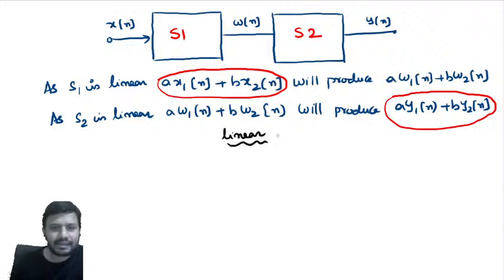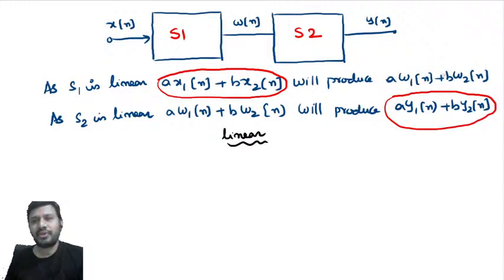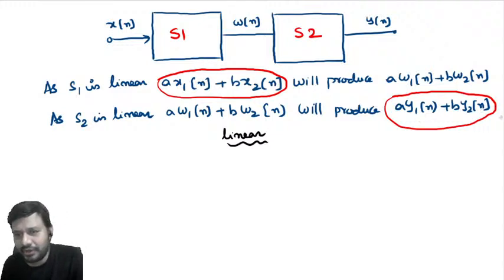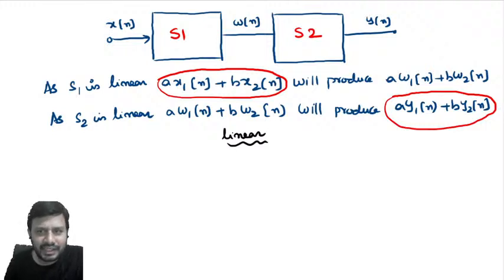Linearity is confirmed, the cascade is linear, because he said that both are linear. Both are linear means what? If the first system is linear, ax1 of n plus bx2 of n will produce aw1 of n plus bw2 of n. As the second system is also linear, aw1 of n plus bw2 of n will produce ay1 of n plus by2 of n. Overall, ax1 of n plus bx2 of n is producing ay1 of n plus by2 of n. Yes, this is what is required for linearity, right? Linear.